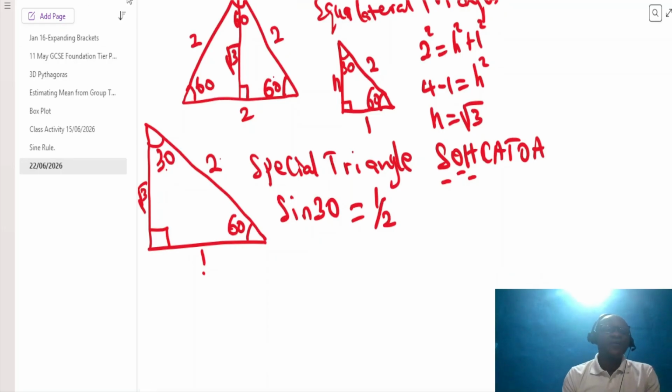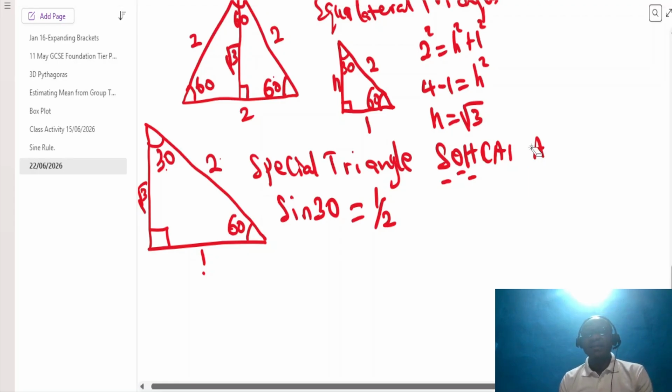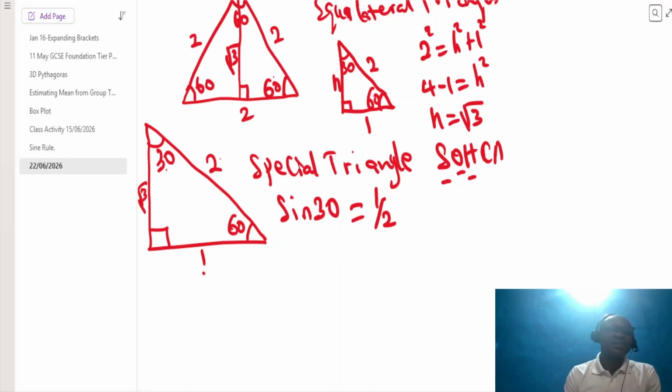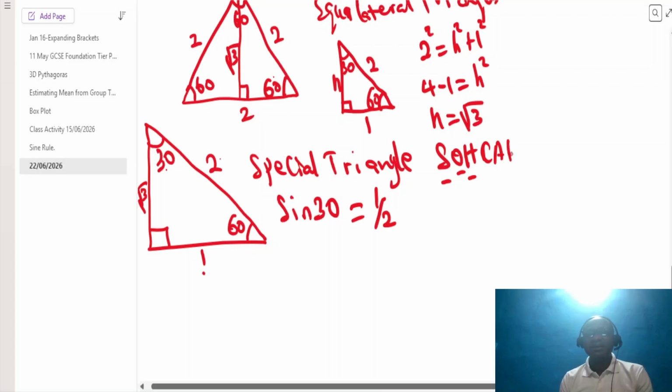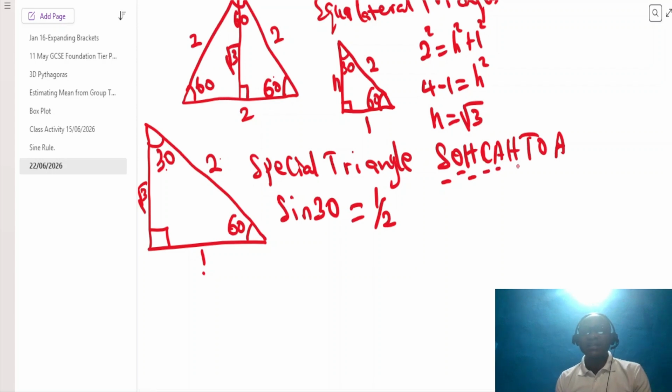Yes. Thank you for the observation. There is H missing at the middle in the SOHCAHTOA. Okay? So that is a good observation. Now, that means cosine is equal to adjacent over hypotenuse. You are right. Now, sine is opposite over hypotenuse. Therefore, sine 30 is 1 over 2. It is a special angle.